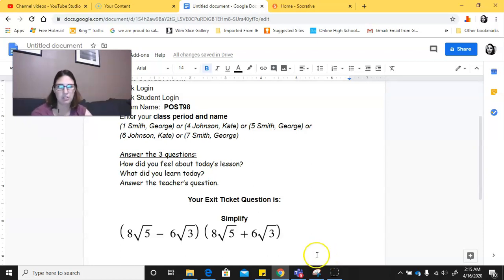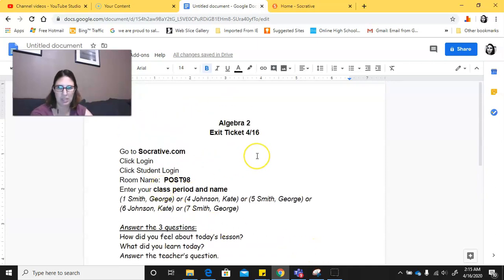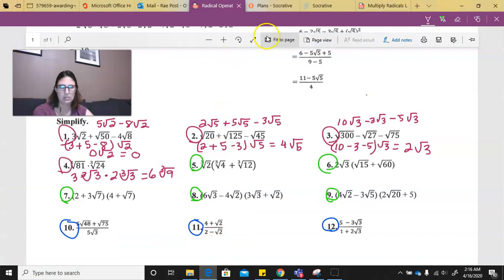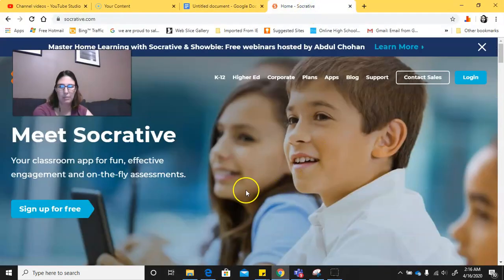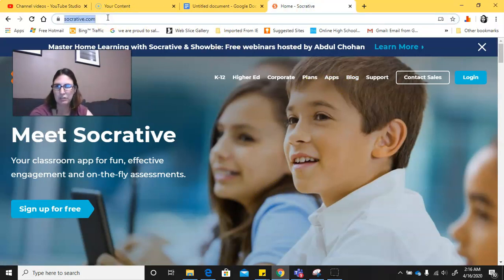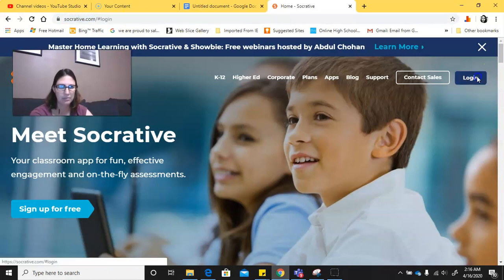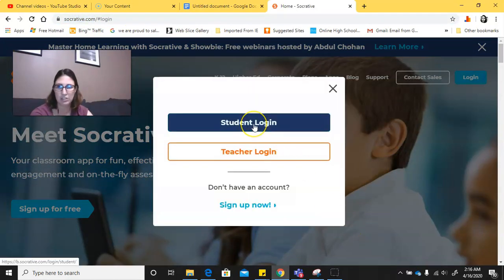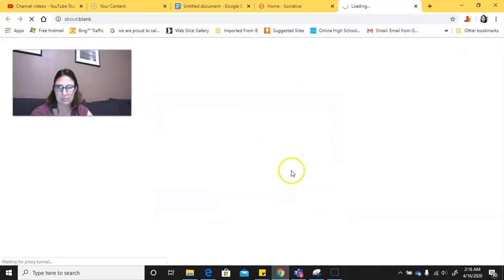I'm going to show you how to go to the website, Socrative.com. So you guys are going right here. Okay, so this is what the website looks like. You go to Socrative.com. You can do it on your phone, you can do it from your computer, whatever you want. You're going to click login over here to the right, and you're a student, so you're going to click student login, and then it's going to ask you for your teacher code.